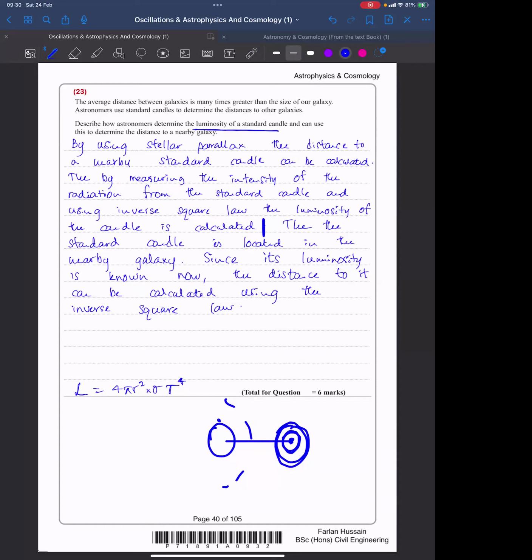Then you need to know the temperature. Then you have to get lambda max into T is a constant.